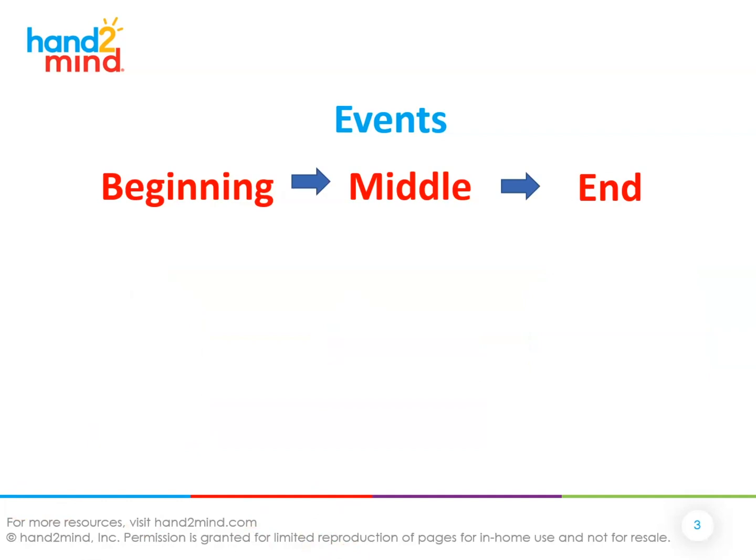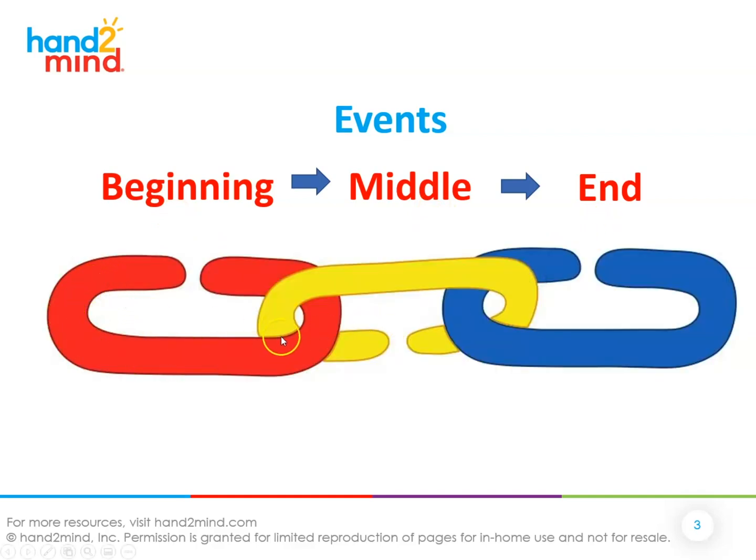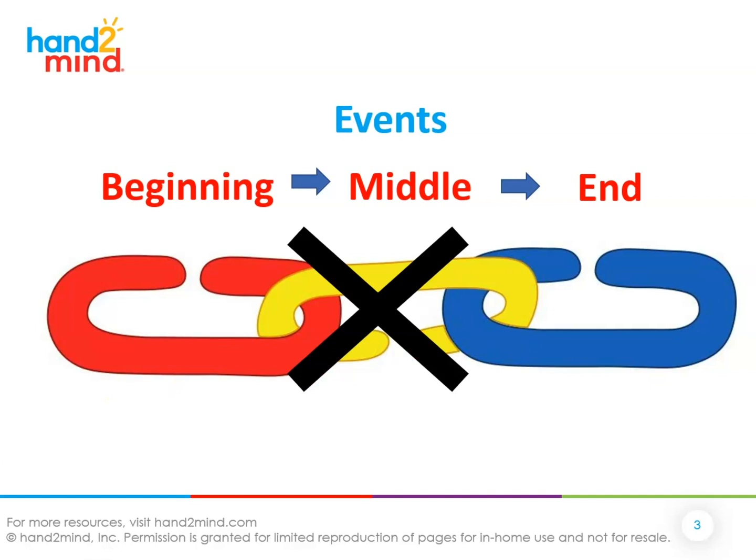The events in a story usually happen in a certain order. Stories have beginnings, middles, and ends. Just like the different links in a chain, when the beginning, middle, and end of a story are put together, then the entire story makes sense. If one of the events from the story was missing, then, like the links of a chain, the chain would be broken and the story probably wouldn't make sense.